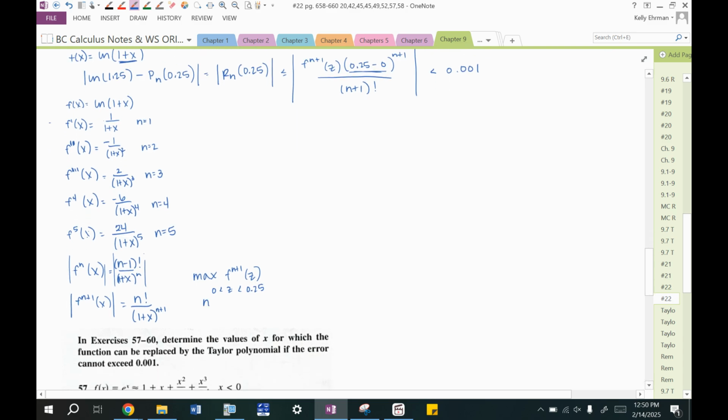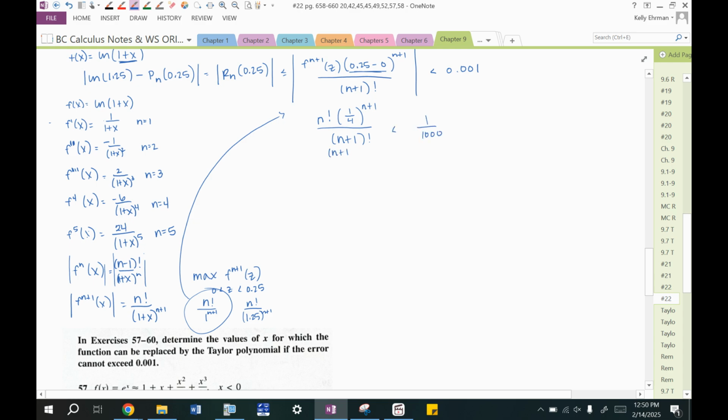So plugging this in here, remember that goes in for x. So you're saying, well, I could have n factorial over 1 plus 0 to the n plus 1, or I could have n factorial over 1.25 to the n plus 1. And remember, a larger denominator means a smaller fraction. So really the denominator with the 1 in it is going to be a bigger number overall. So that means that we can just plug in n factorial for this expression here. So n factorial, 0.25 can become 1/4 to the n plus 1, over n plus 1 factorial. And we're trying to keep that less than 1 over 1,000.